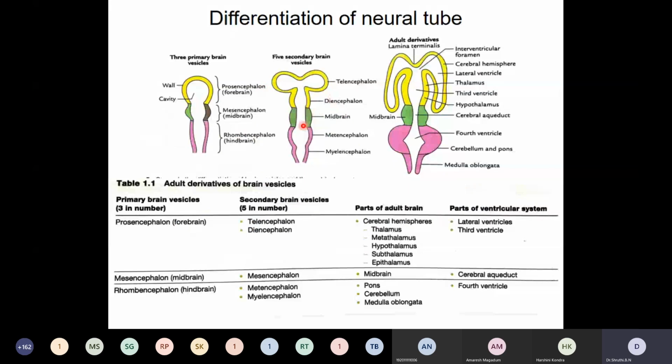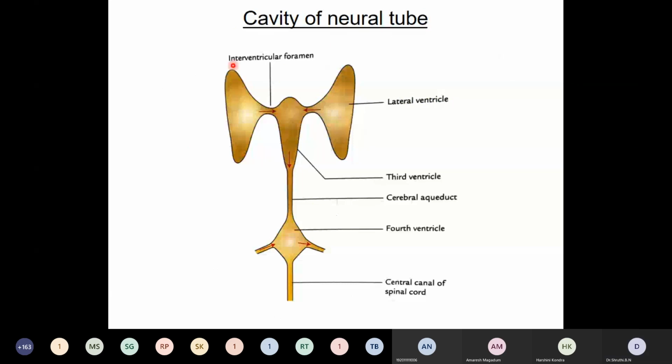Okay. So this is the secondary brain vesicles, which are formed from the 3 primary brain vesicles. Keep this thing in mind, and now look at this. So you have on either side the 2 cavities, cavities which are enclosed within the prosencephalon, right? So here the cavity of the telencephalon develops into lateral ventricle. Lateral ventricle communicates with the cavity of the diencephalon through the interventricular foramen of Monro.